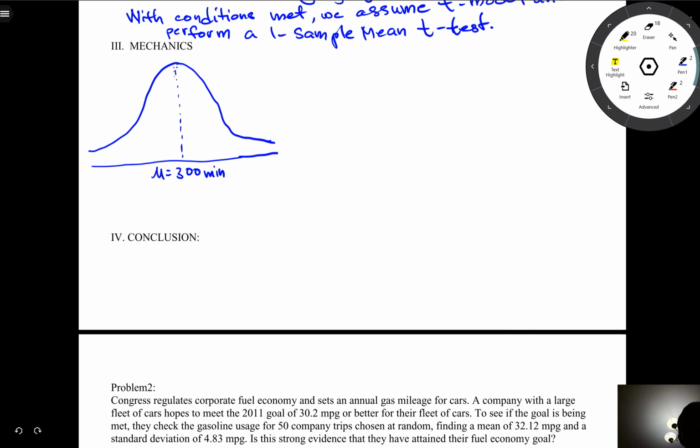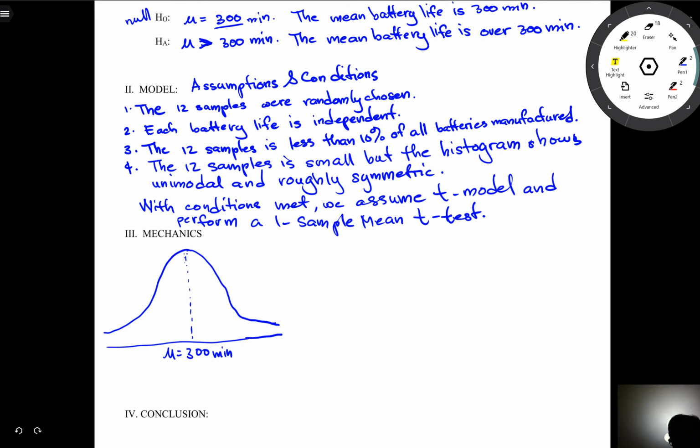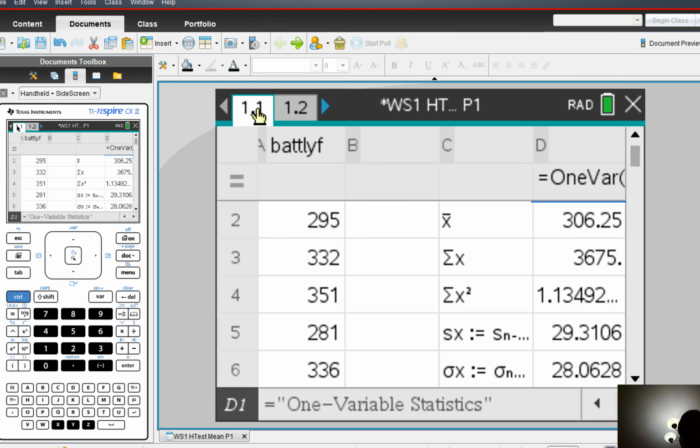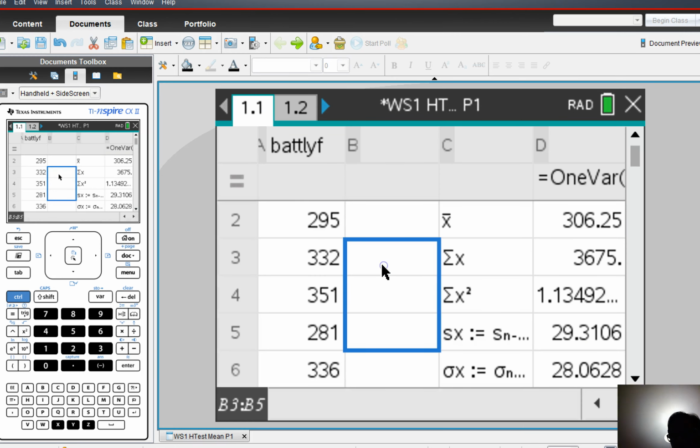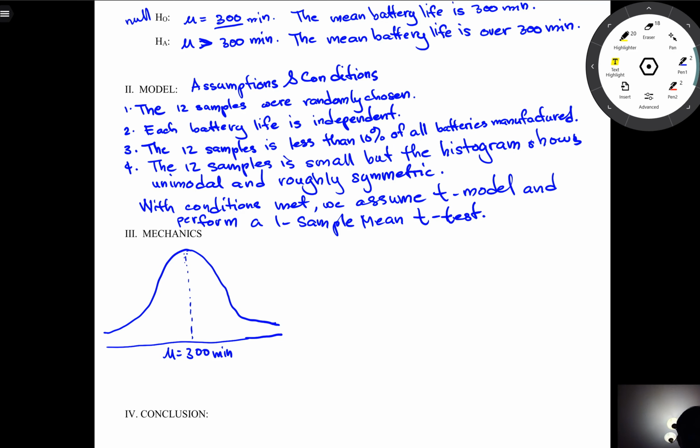And then your spread, if you remember, we got it already. When we did the one variable stat, the spread is 29.311. But that's the standard deviation, not the SE. So let's solve the SE here.